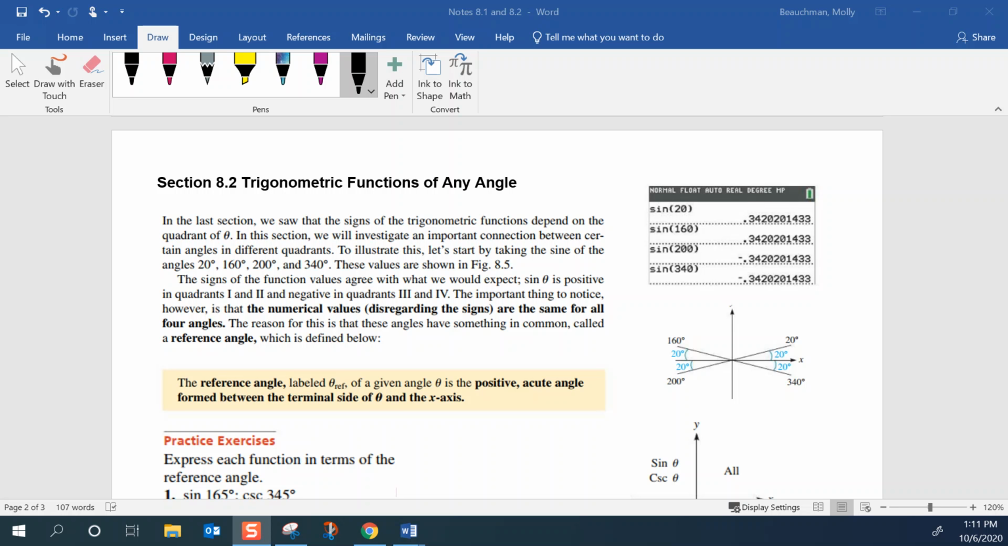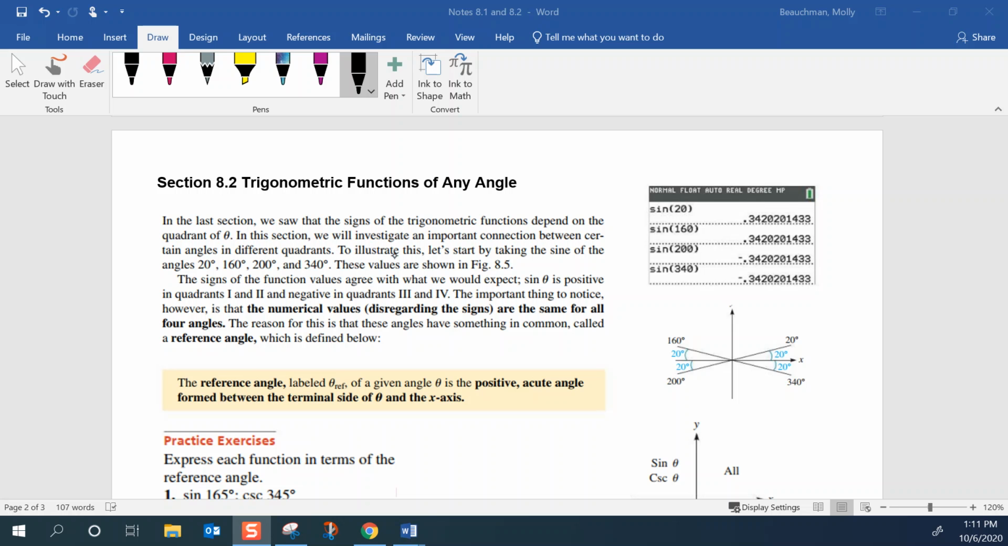In this section, we're going to take a look at trigonometric functions of any angle, anywhere around the circle. In the last section, we saw that signs of trig functions depend on the quadrant. In this section, we're going to investigate a connection between the angles in different quadrants.